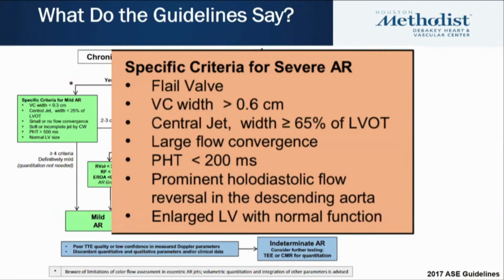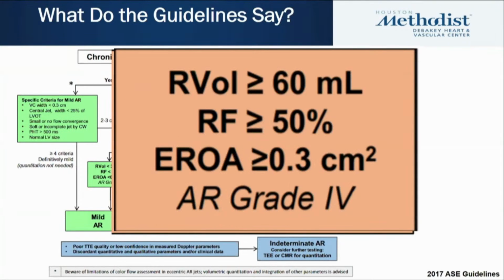If you don't have 4 of these specific criteria, you can go on and do your volumetric assessments, looking at your regurgitant volume, your regurgitant fraction, and your effective regurgitant orifice area. All these can increase your specificity for determining the severity of aortic regurgitation. And if you're unsure, then you can always resort to TEE or CMR for further quantification.